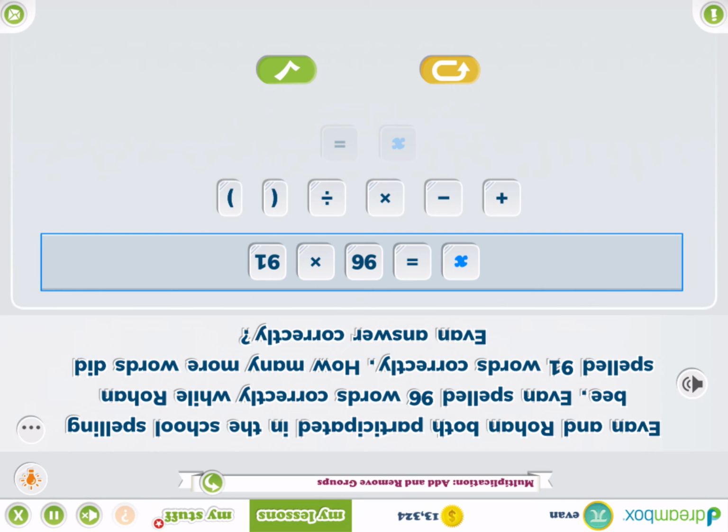Look back at the story in the problem. Are you combining or separating items? Or are you working with groups of items? Let me help you with this. As Evan correctly answered more questions, subtraction is needed to find the difference in correct questions.